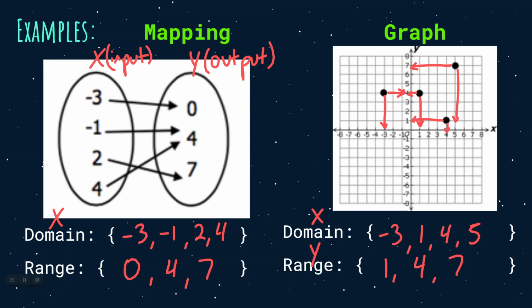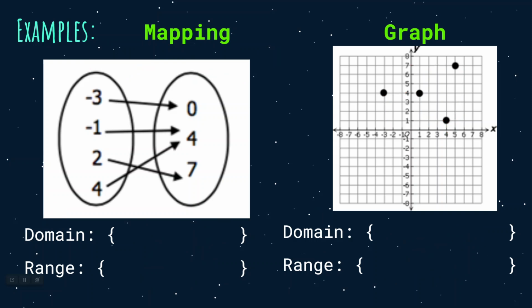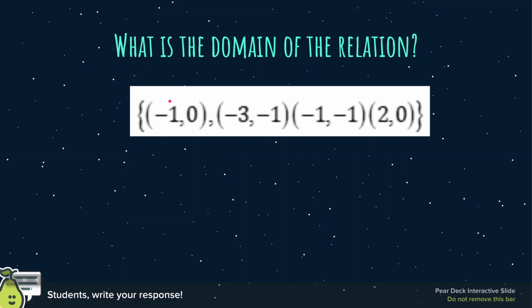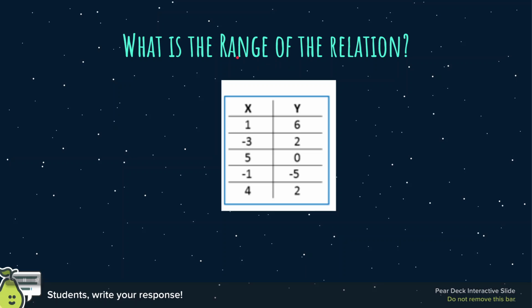Alright, so that is the domain and the range from each of these different representations. It's really just talking about the x and the y for any representation. So if I'm asking for the domain of a relation, I'm just saying list out all the x values. If I ask you for the range, I'm saying list out all the y values.